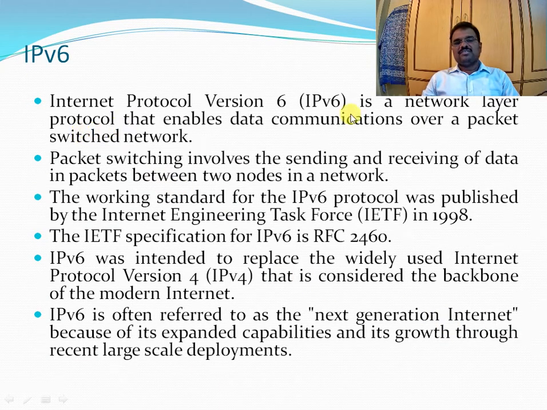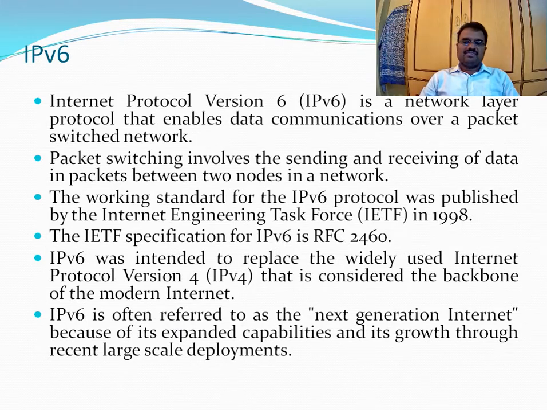Internet Protocol version 6 is a network layer protocol that enables data communication over a packet switching network. Packet switching involves the sending and receiving of data in packets between two nodes in a network. So generally over the internet, packets are sent. It means the original data is converted into packets, that is, divided into packets, and these packets are transmitted over the network, and at the receiving end all the packets are received and reorganized to get the original data.